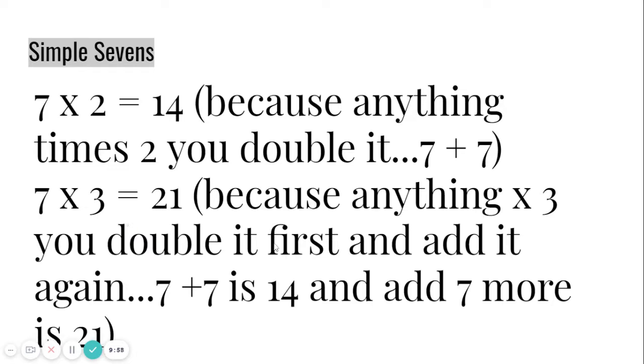Now 7 times 3 is 21. I'm going to show you another trick in just a minute, but some students like to just go, well, if 7 and 7 is 14, another 7, I can jump up to 21. That means you've got 3 7s.